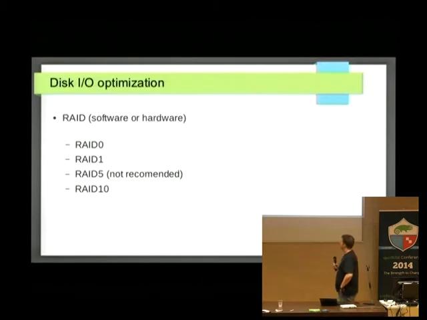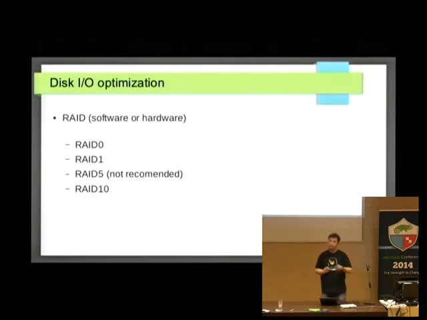Then when we are talking about disk I/O optimization, we are talking about RAID, software or hardware RAID. Many of us are still using software RAID because hardware RAID is maybe not implemented in the kernel from our RAID vendor. So you can use RAID 0. Okay, this is not mirroring, this is striping. Then RAID 1. Never use RAID 5.